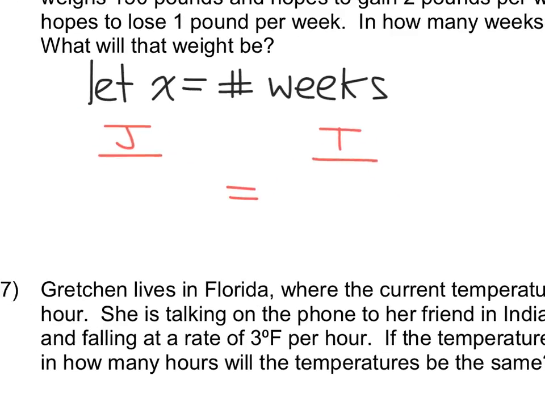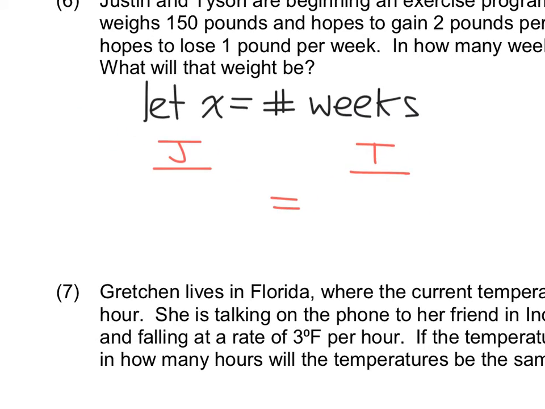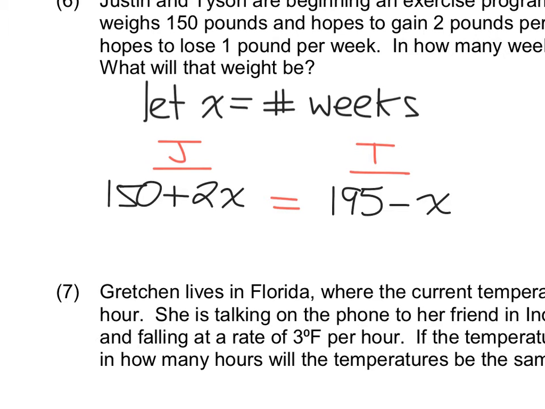He hopes to gain, starting with 150, and every week that goes by, he gains 2 pounds. What about Tyson? 195 minus x. So one's bulking up, one's trimming down. So we want to solve for x. Add x to both sides.